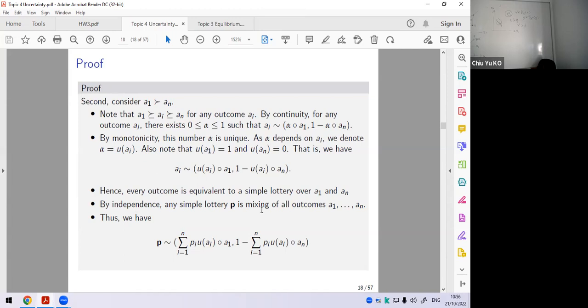You can write it as A1 with a probability that this arises, and AN with this probability arising. Is it clear? Let me write it down here. Maybe this is easy to see.